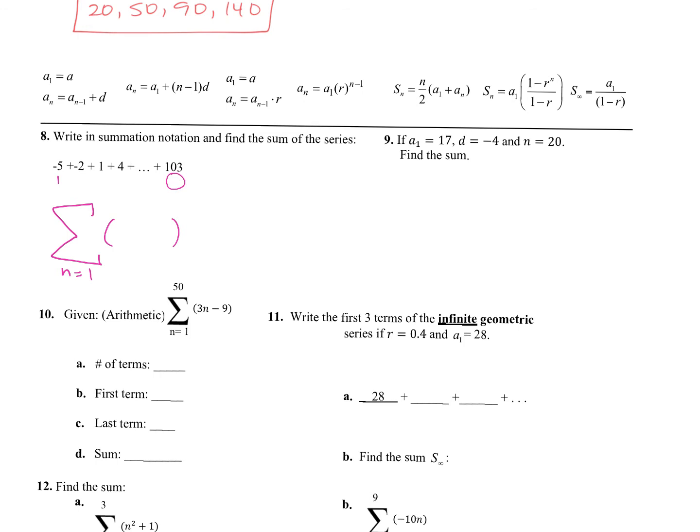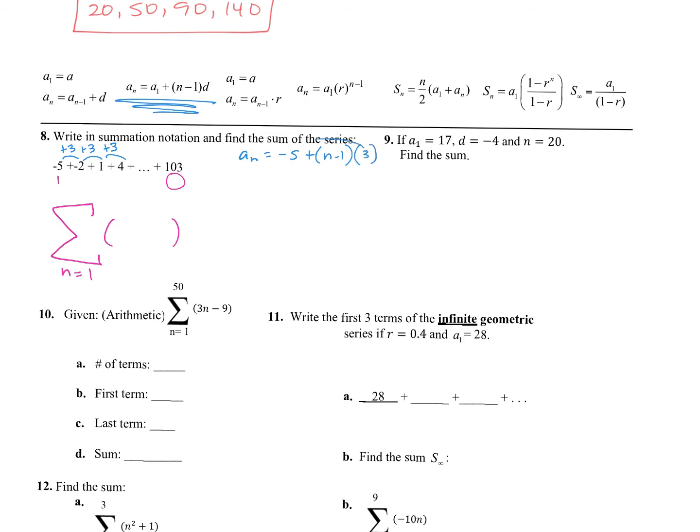So we're going to set up the explicit formula. We're going to say a sub n equals our first term, negative 5, right? That's this guy, plus n minus 1 times our d. And you've got to figure out what d is. So if you go negative 2 minus negative 5, 1 minus negative 2, 4 minus 1, every time that works out to a positive 3. So we're adding 3. So multiply by 3 here.